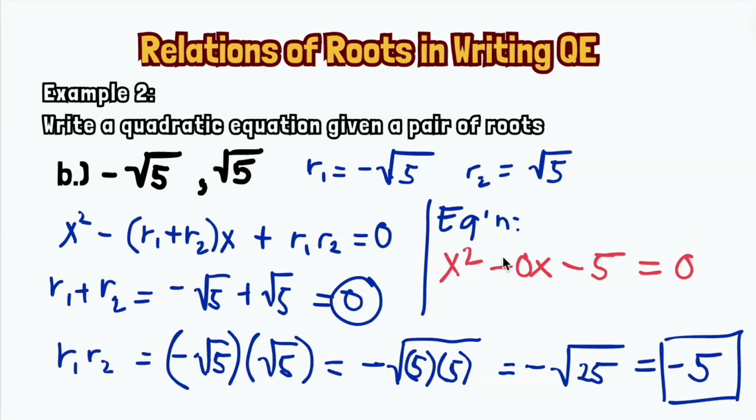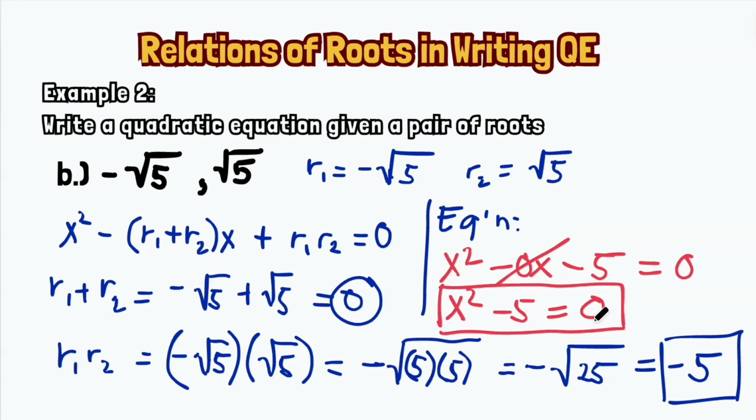Okay? So, of course, we can simplify this one. 0x, we can cancel them out. And the final equation would be x squared minus 5 equals 0. Okay? And this is gonna be your final answer or your final form if you manage to find the quadratic equation of a given two roots. Okay? So, this is gonna be the final form.